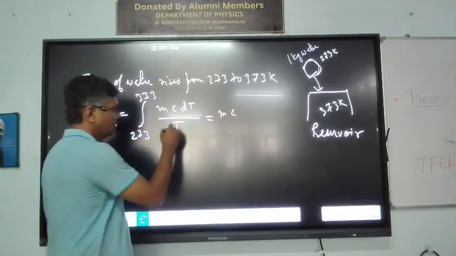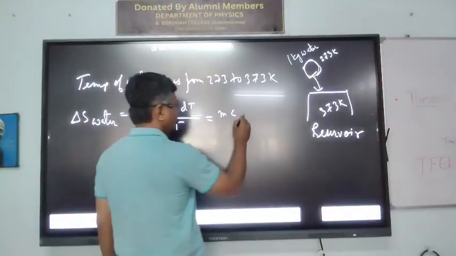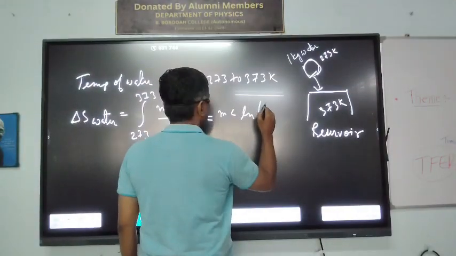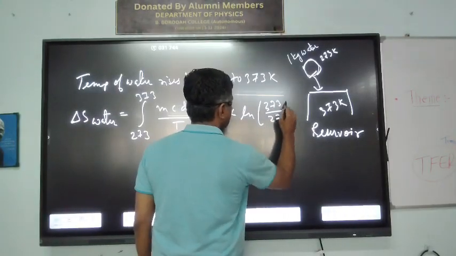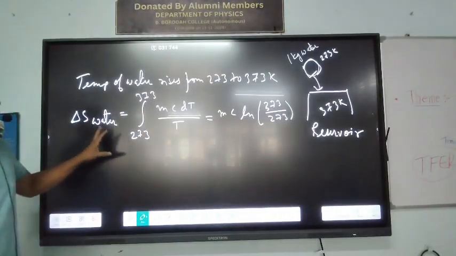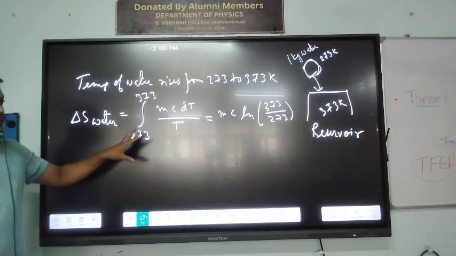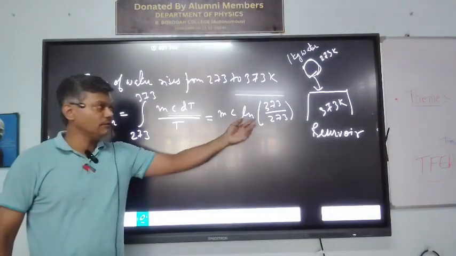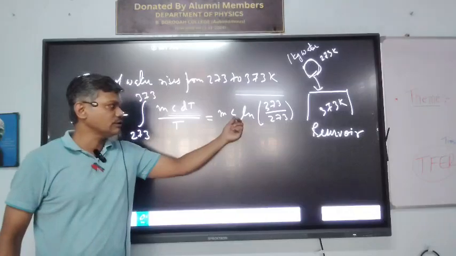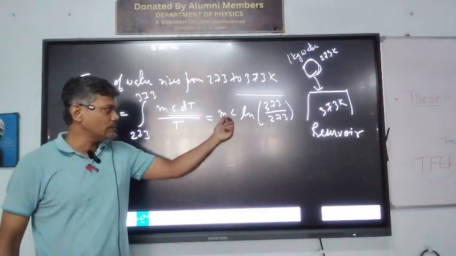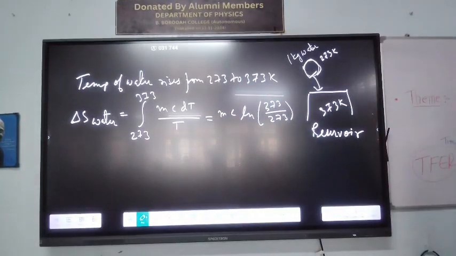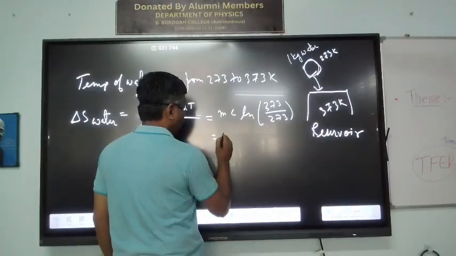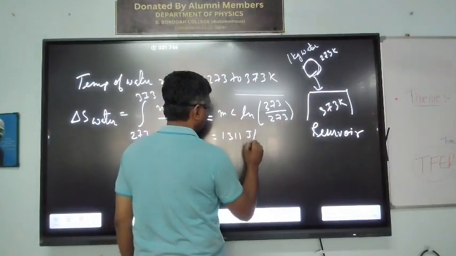So it will be the integral of mc dT by T. This will be mc ln of 373 divided by 273. So this much will be your change in entropy of the water. If you are writing this in Kelvin, this also you have to write in SI unit. So accordingly you will find out, and the answer will be 1311 joule per Kelvin.